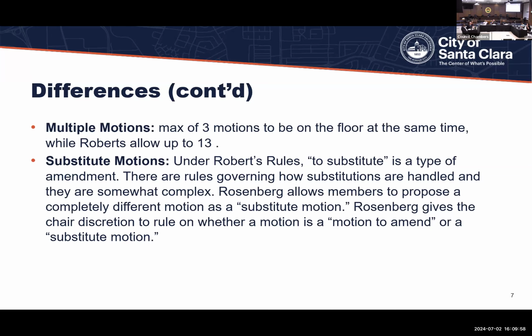There are mechanisms for handling that under both Roberts and Rosenberg's. Rosenberg's is a little more straightforward. And again, ultimately, it's left to the chair to manage and distinguish between what's being proposed. Next slide, please.